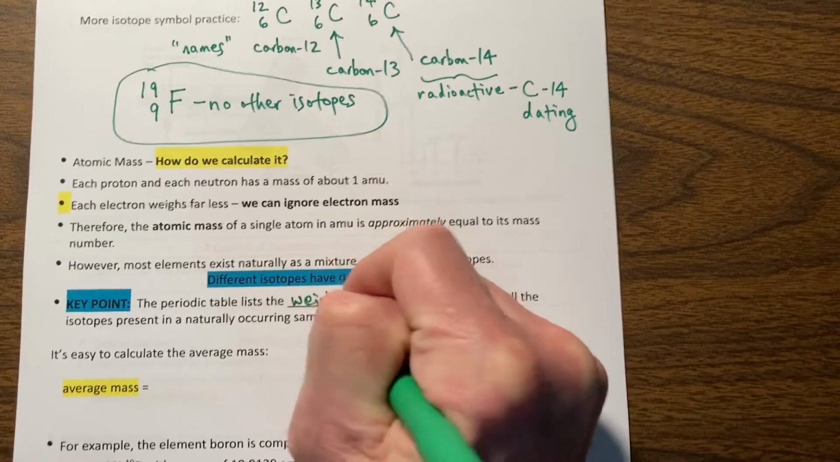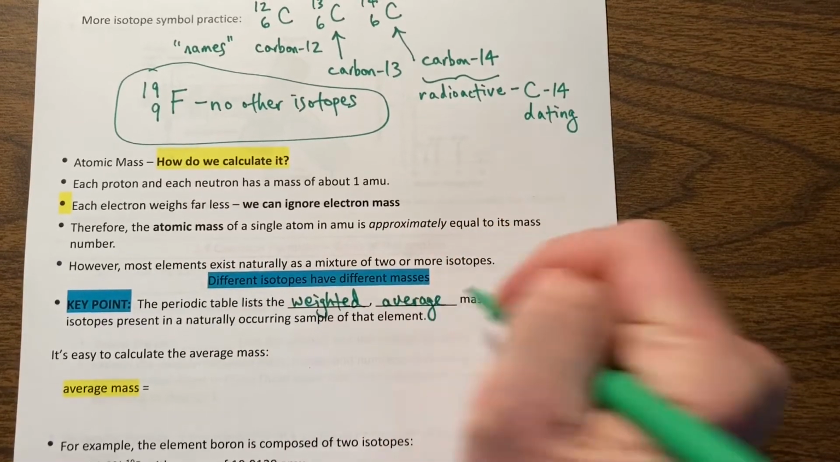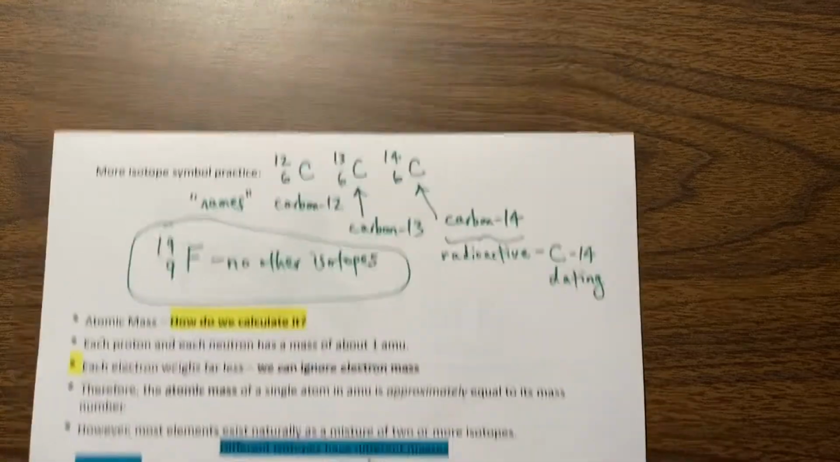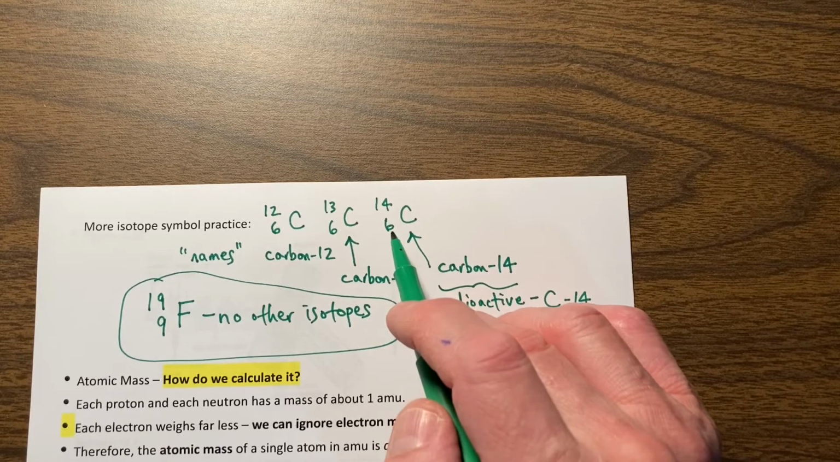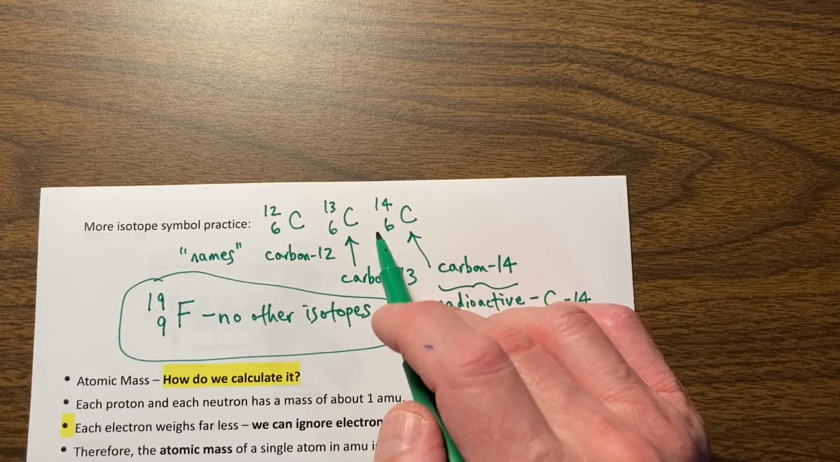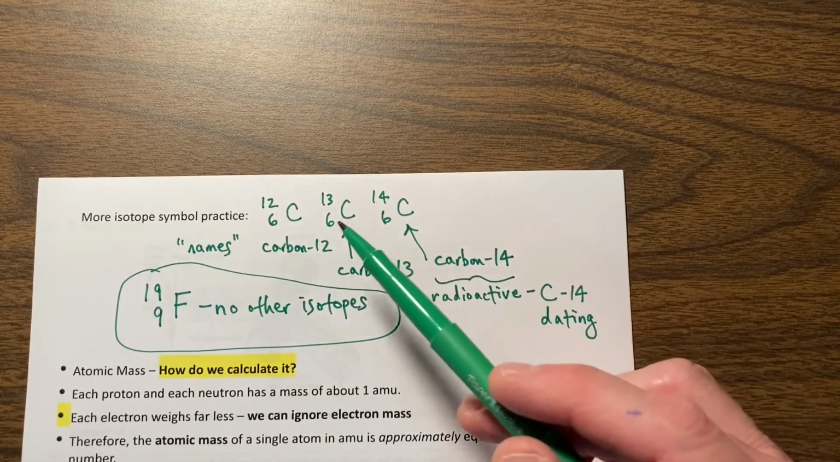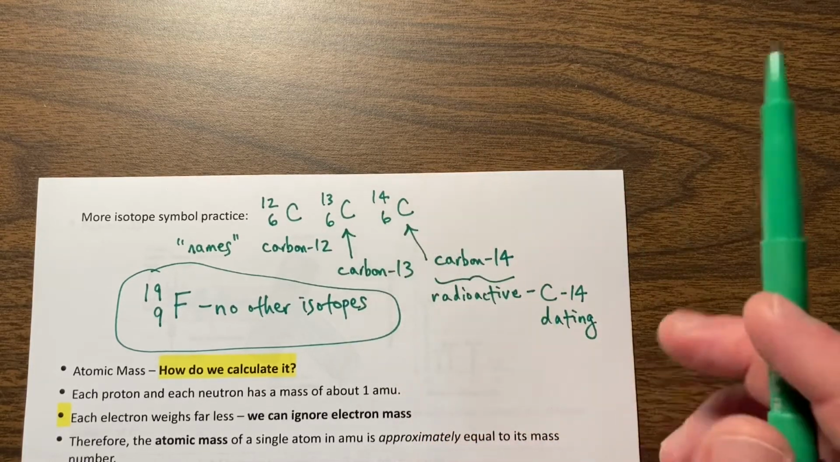It lists the weighted average mass of all the isotopes present in a naturally occurring sample of that element. So, as I said, wherever you find carbon out there in nature, whether it's in a living organism or in gasoline, there's always going to be the same proportion of carbon-12 to carbon-13 to carbon-14.